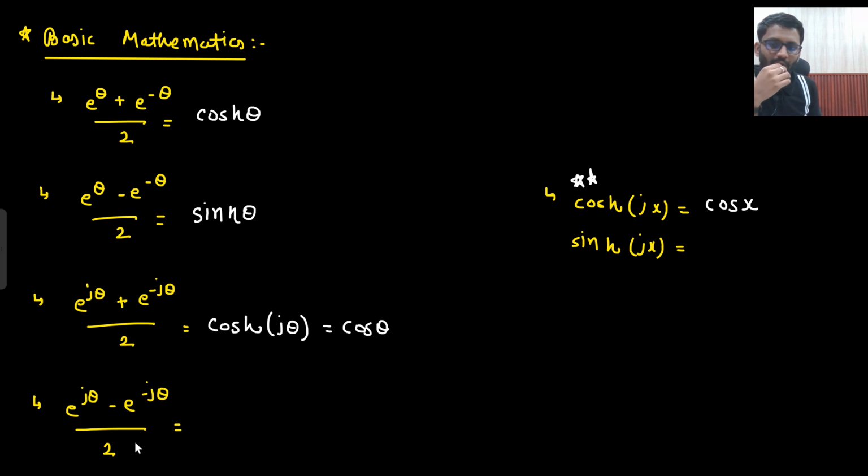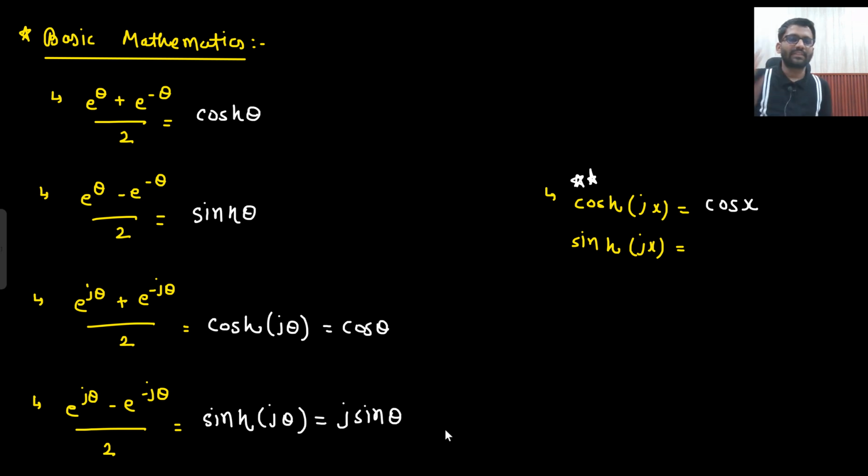What about this one? Do you remember this answer? As per this equation, the answer will be sin hyperbolic j theta. But do you remember the answer of e to the power j theta minus e to the power minus j theta divided by 2j? It is equal to sin theta. So what will this be equal to? j sin theta.